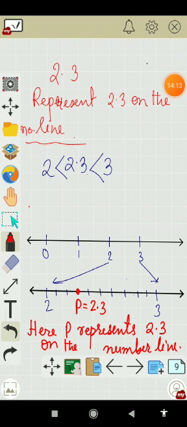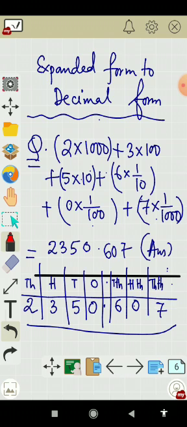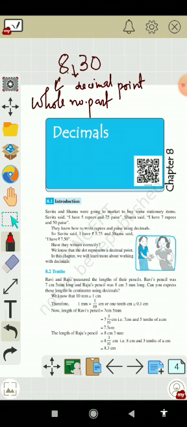So students, I hope you understood how to represent decimal numbers on the number line, what decimal numbers look like, and how to convert expanded form to decimal form and decimal form to expanded form. So go through this video and try to solve some questions yourself from the chapter on decimals. So thank you, have a nice day.